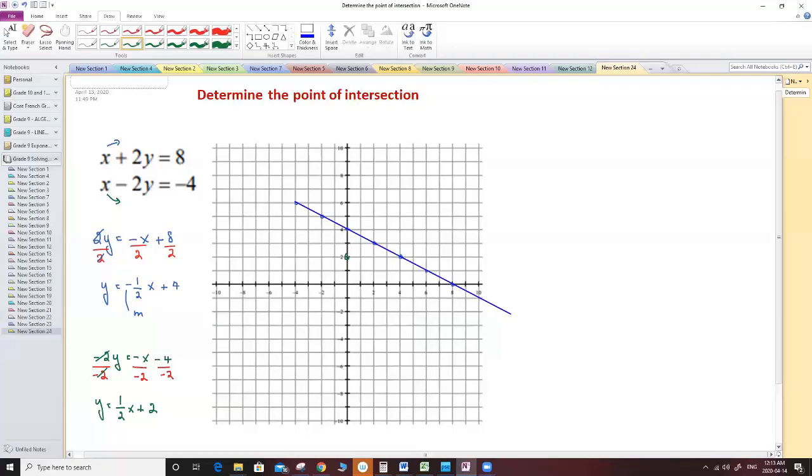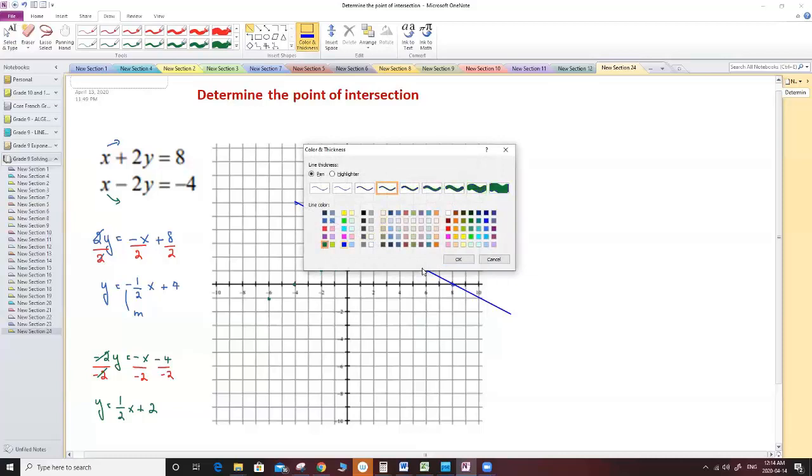And after that, the slope is positive, so the rise is 1 and the run is 2. And you see right away that this point is going to be my intersection point. Again, 2 run and 1 rise, 2 run and 1 rise. And from the other side, I can do the same thing, rise 1 and run 2. And now I can draw my line.